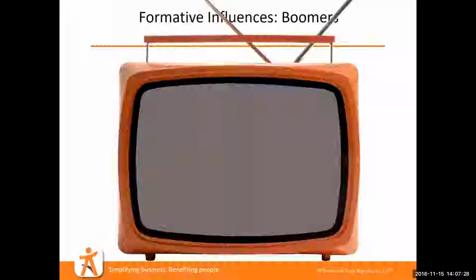The baby boomers were the TV generation. Most of them grew up with Howdy Doody, Gunsmoke, I Love Lucy, Little House on the Prairie. I'm sure some of you may recall other ones. I still watch I Love Lucy, and all the other shows of the 50s.